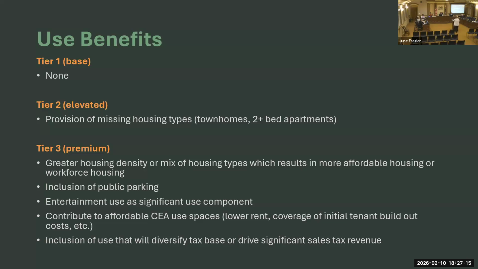And then also something that I wanted to leave a little bit vague. The comp plan talks a lot about diversifying our tax base or significant sales tax revenue generators. So I'm leaving that a little more open, because again, the applicant has the burden of proving that what they're proposing meets this for your approval. So that's a more open-ended category for Tier 3.